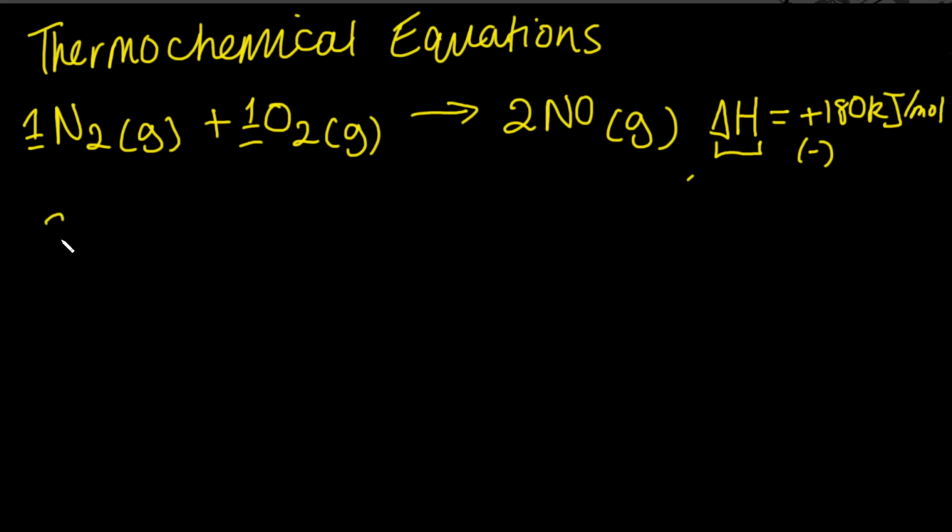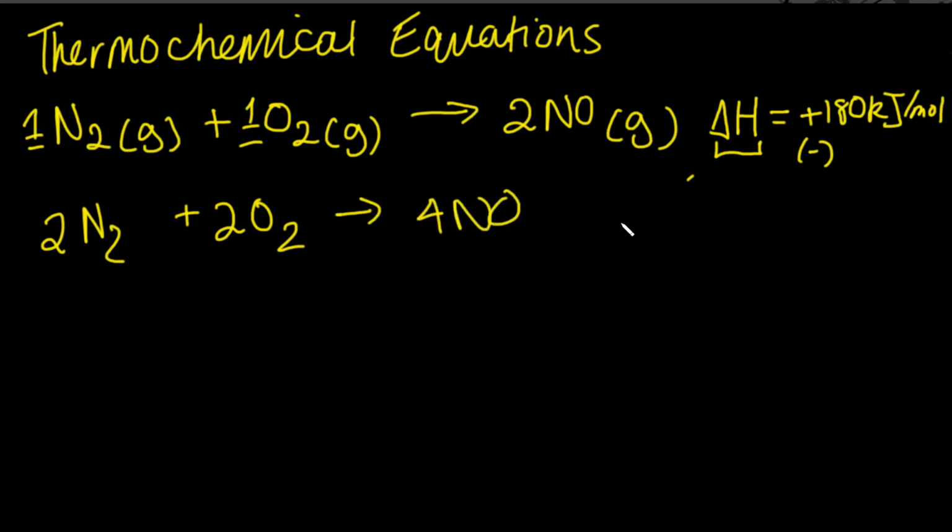If this was, for example, doubled, so if it was 2N2 plus 2O2 gives rise to 4NO, so I've just doubled everything, then this delta H value would then be, again, double this value. So it would be plus 360 kilojoules per mole, right? So that's an important aspect that is good to grasp, because sometimes you can get given an amount of energy that's released, and you have to work around with these ratios to find out how much of the original reactants are used, how much of the products are formed, etc., etc.